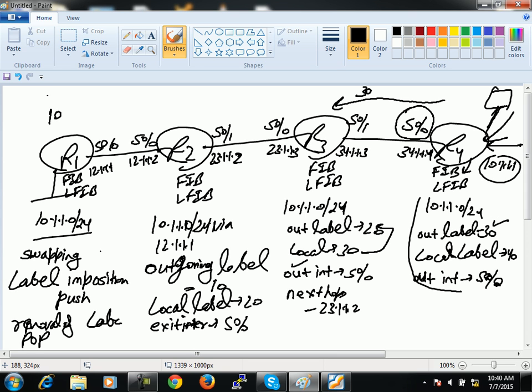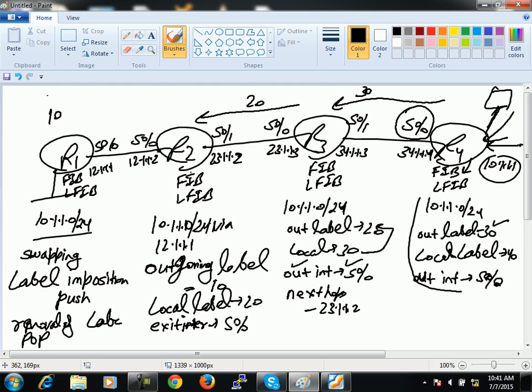Because whenever a packet comes from a non-MPLS domain and enters the MPLS domain, then the edge LSR has to impose a label onto your packet. Just like here we saw that R4 imposed label number 30, whereas R3 is simply performing swapping. It received a packet with label number 30, it swapped it with 20, and it sent it out from S0/0, because it knows very well what the outgoing interface is. Have you understood it or not? Then R3 will send this packet towards R2, out from S0/0 with label number 20.